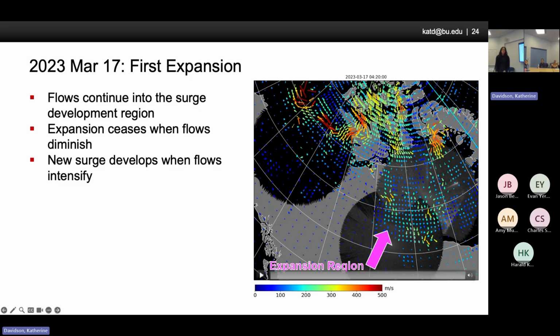So going into the first expansion, so first onset, second onset, going back to the first substorm now. What you see is flows continuing into the surge region as the substorm expands. And when the flows cease, the substorm expansion also ceases. And then when we get a re-intensification of the flows, the surge develops again and begins to expand.